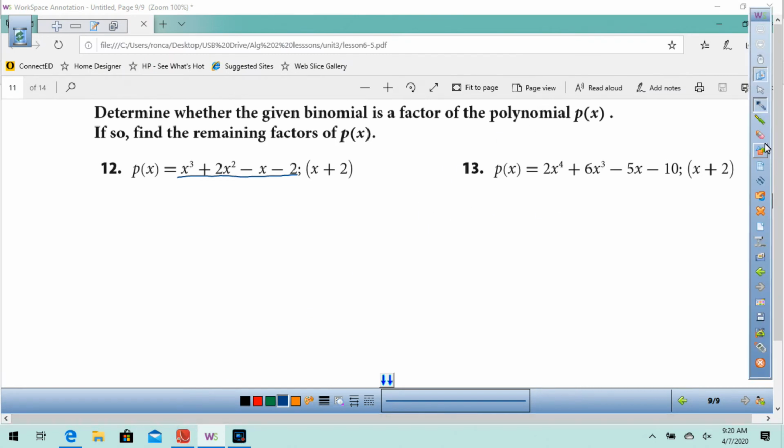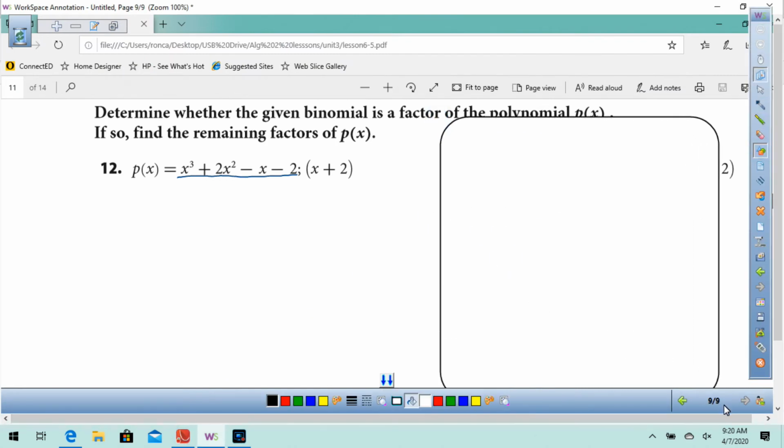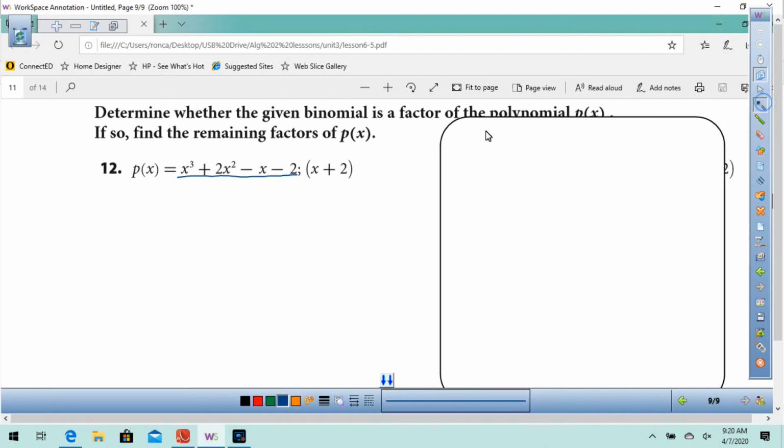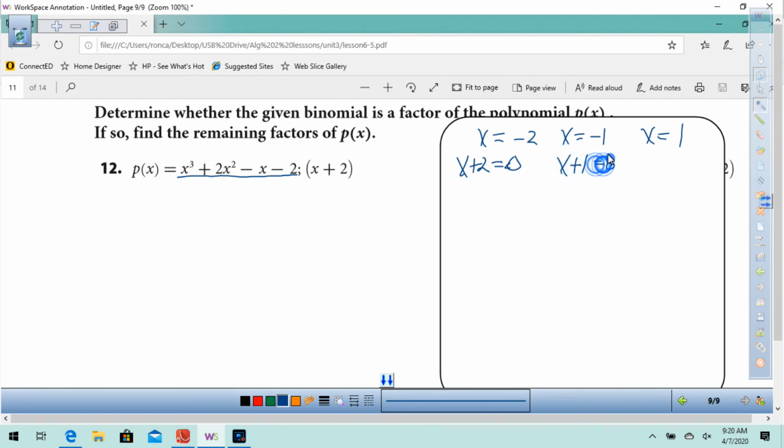So we got x equals -2, x equals -1, and x equals 1. Okay, so if we add that, we got x plus 2 equals 0. Add that, we got x plus 1 equals 0. Subtract that, we got x minus 1 equals 0. So there's your factors: x plus 2 times x plus 1 times x minus 1.